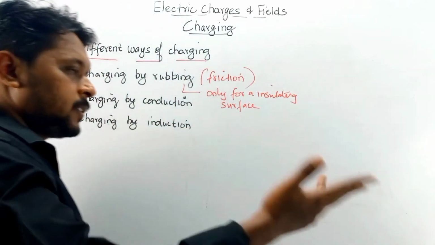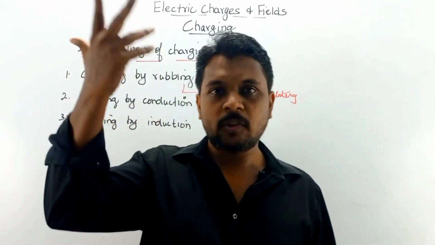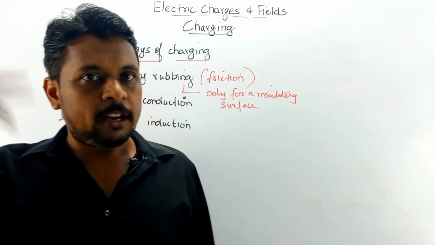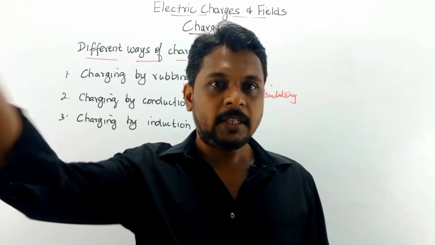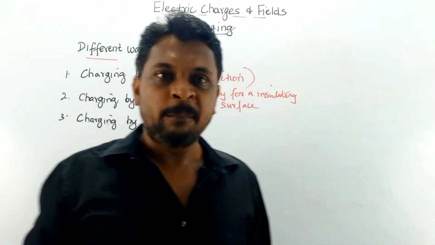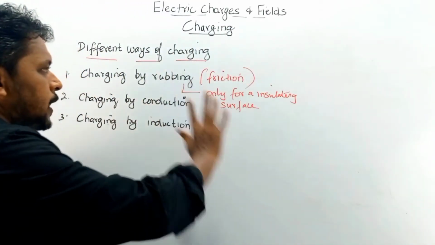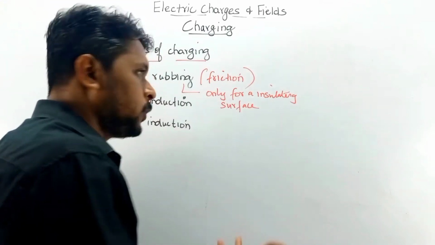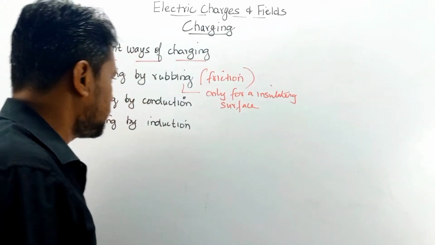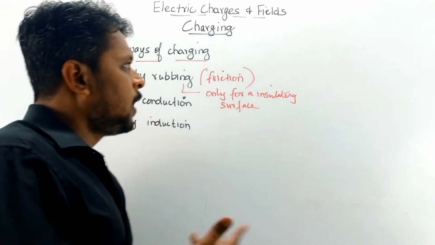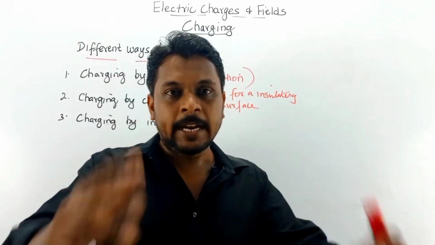We have seen many examples of charging by rubbing: a glass rod rubbed with silk cloth, a plastic rod rubbed with fur. We have seen many examples in the previous lecture itself. This is about charging by rubbing. Before going to the next two methods, charging by conduction and induction, we will see some facts regarding charging.